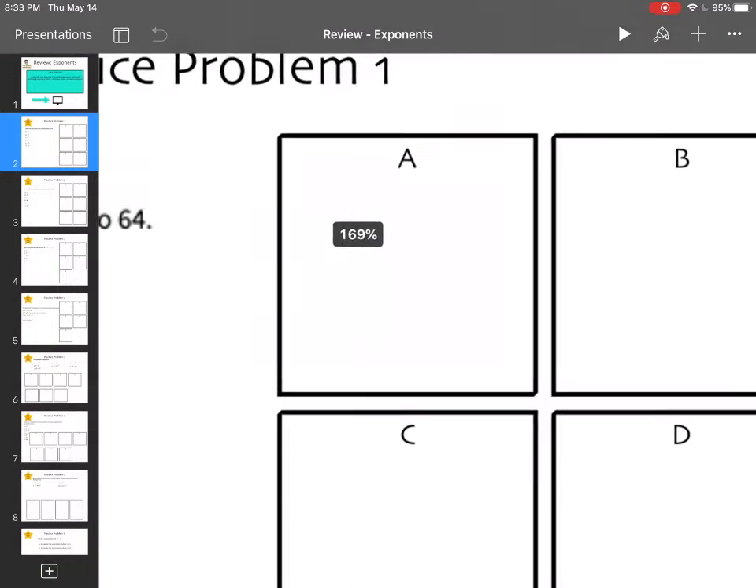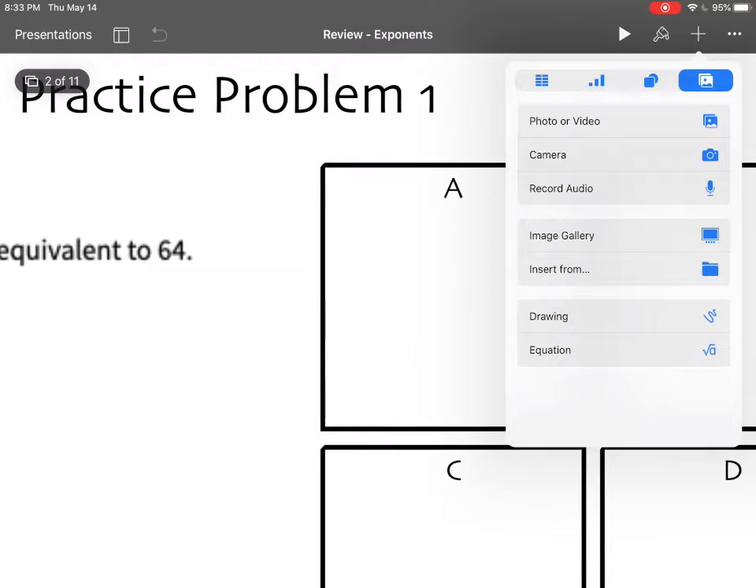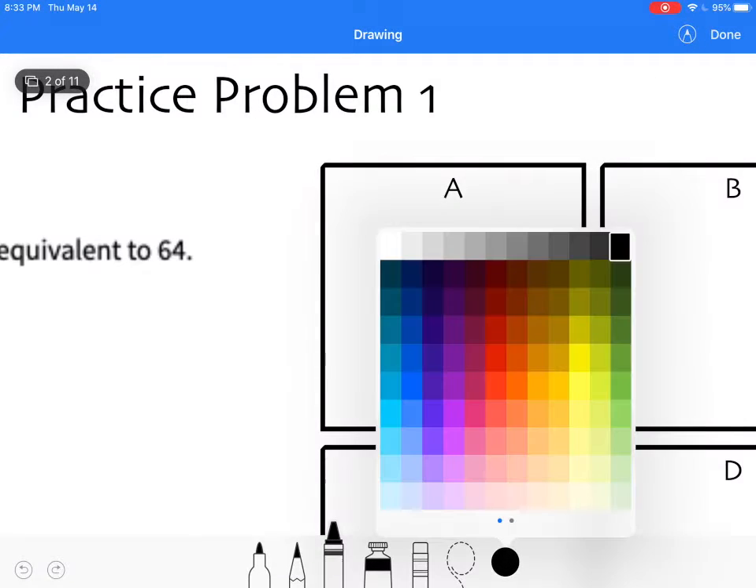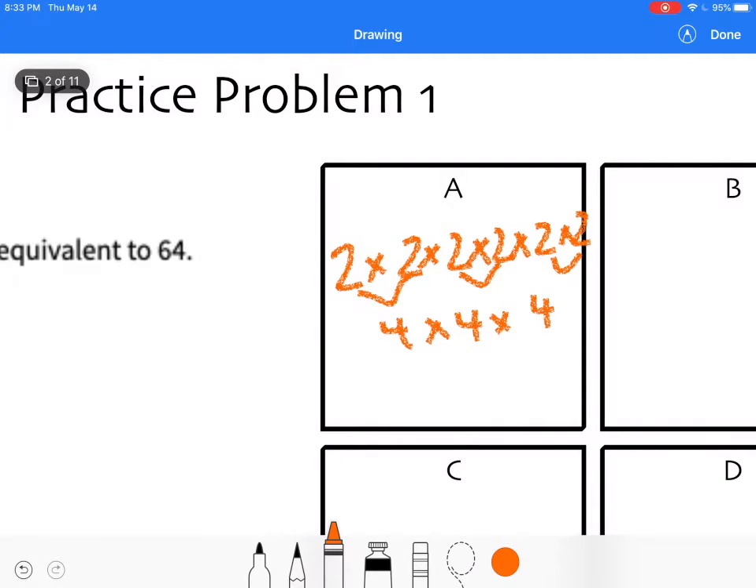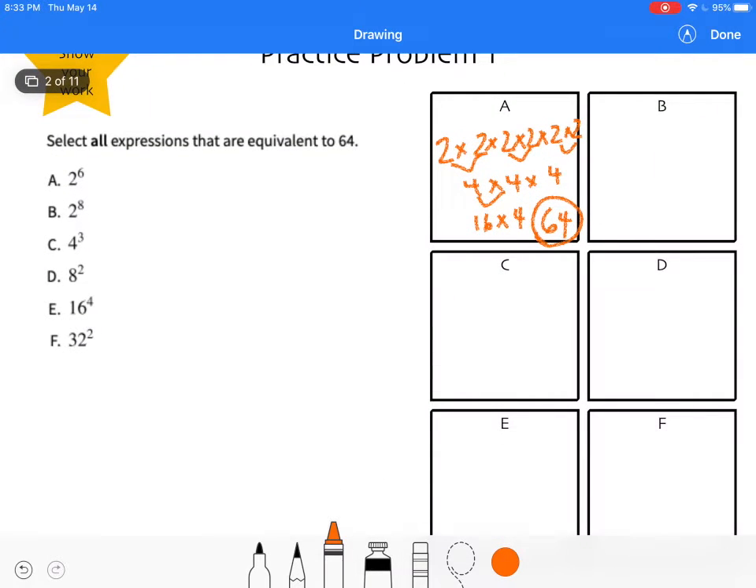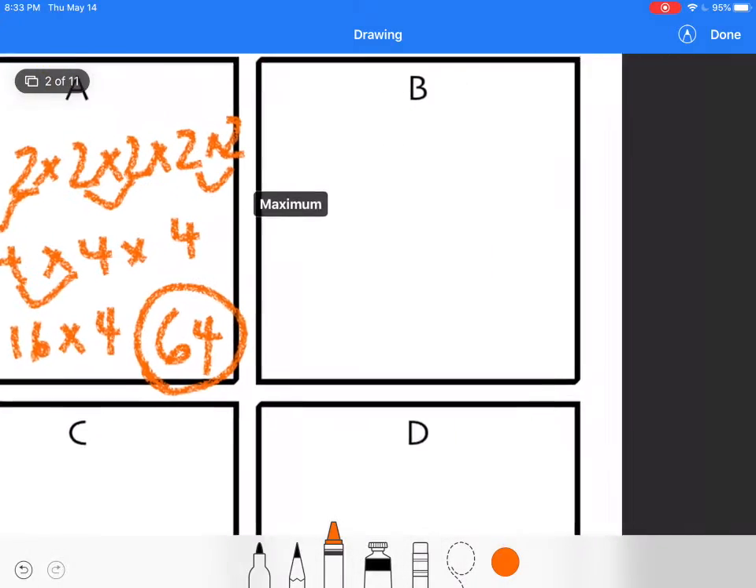So 2 to the 6th power means 2 times 2 times 2 times 2 times 2, 1, 2, 3, 4, 5 times 2. So that's going to be 4, 4, 4. That's going to be 16 times 4, which is 64. So A is good.